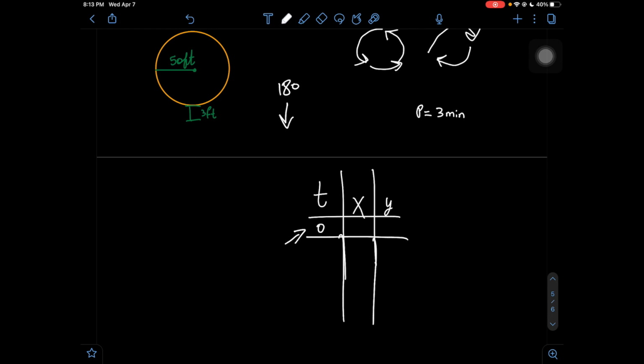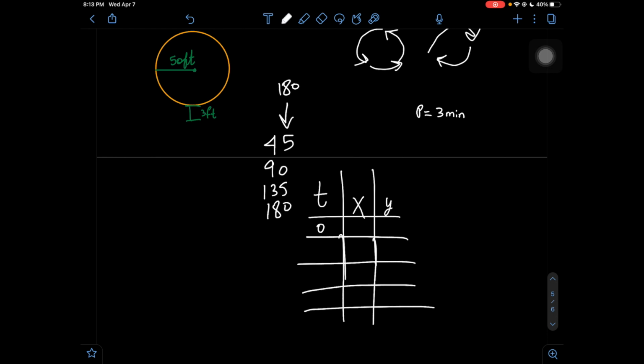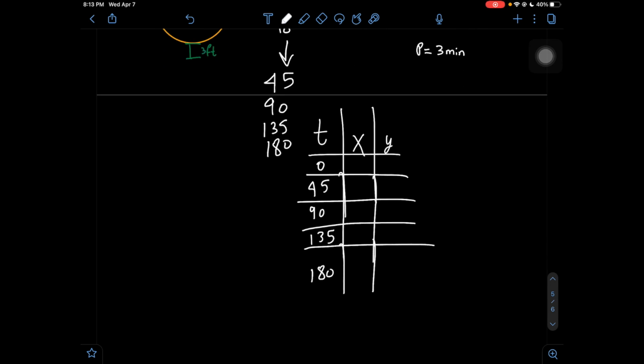And we know our first point is going to be 0, so we're going to have a total of 5 t values, first being 0. So 180 divided by 4 is 45, so we'll have our first real point after 0 at 45, then 90, then 135, and then finally back at 180. Let's go ahead and label the rows in our table. We have 0, then 45, 90, 135, and then finally 180.